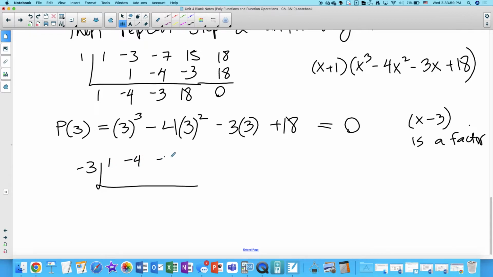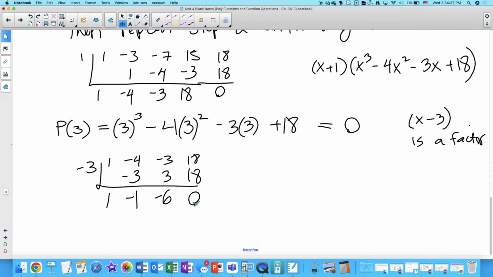Okay, so we're going to bring this down. 1. 1 times negative 3 is negative 3. Negative 4 minus negative 3 is negative 1. 1 times negative 3 is negative 3. Negative 1 minus negative 3... negative 3 minus 3 is negative 6. And negative 6 times negative 3 is 18. This is 0.